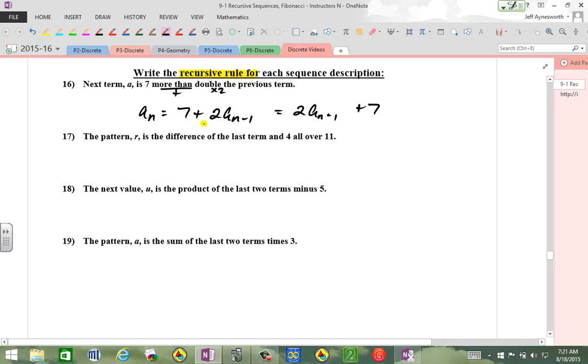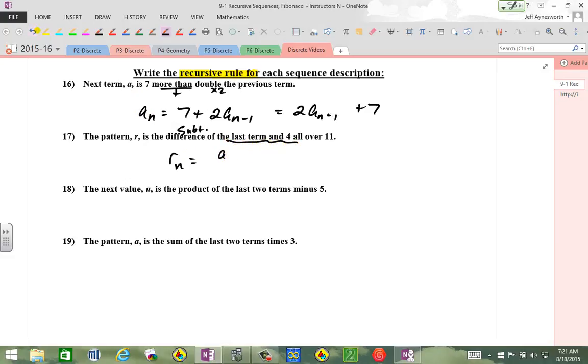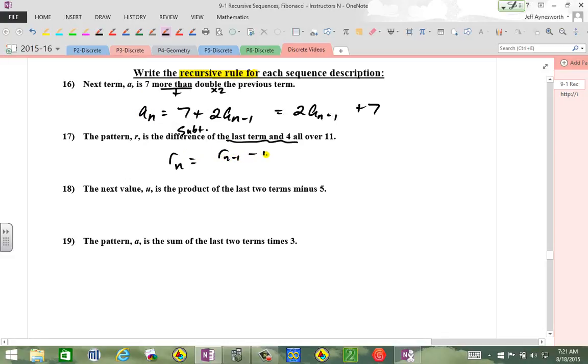Okay, number 17, we've got the common pattern r, the common ratio, is the difference between the last term and 4. The difference means subtract. So the pattern r, that's your variable. So instead of a, we're using r. So r sub n is the difference of the last term and 4. So r sub n minus 1, minus 4, all divided by 11.